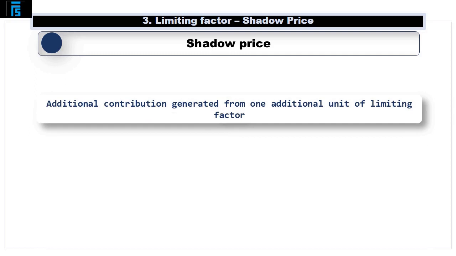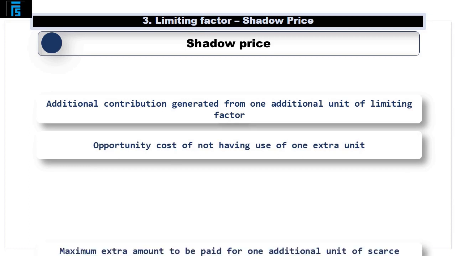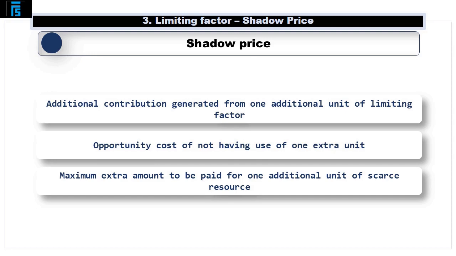A shadow price is the additional contribution generated from one additional unit of limiting factor. Or, in other words, we can say that it is the opportunity cost of not having the use of one extra unit. A shadow price is the maximum extra amount that a company would be willing to pay for one additional unit of scarce resource. A shadow price is not the maximum price which should be paid, but rather it is the maximum extra that a company would be willing to pay over and above the current purchase price for a limited resource.